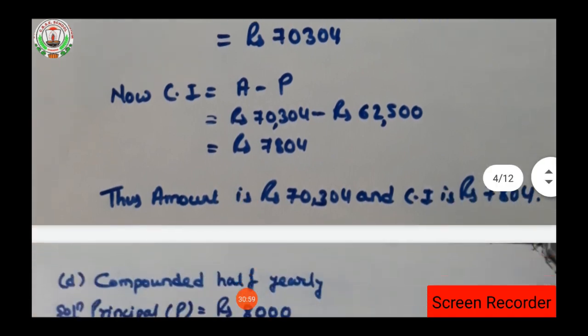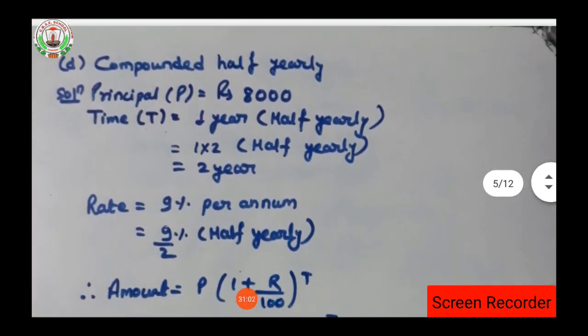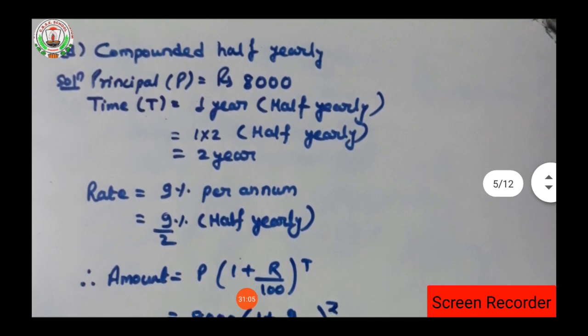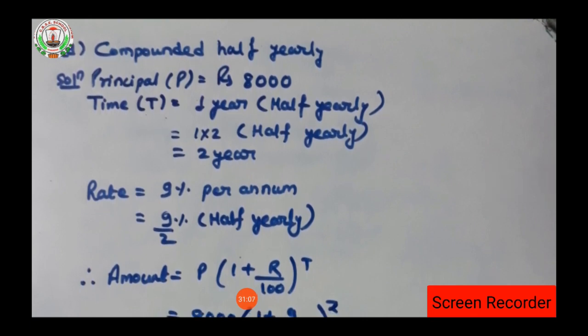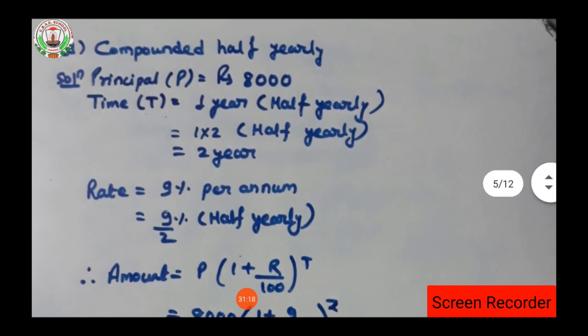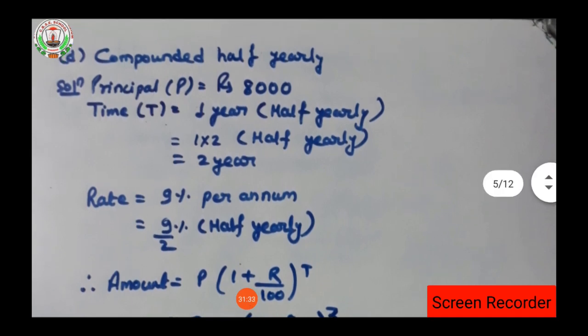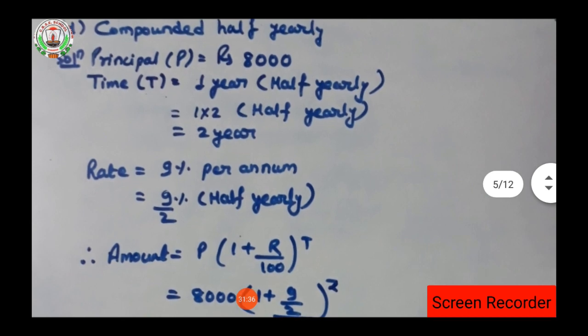Okay. Next, D part of the question. Here the question is the same as the C part. So as I told you, when it is talking about compounded half yearly, the time will become double. So if the year is 1, it will be doubled. So 1 into 2 will be 2 years. And as I told you, if it is talking about compounded half yearly, the rate will become half. That means whatever rate is given will be divided by 2. So here the rate is given as 9, so it will be divided by 2. So what will be the present rate? Rate is 9 by 2%.